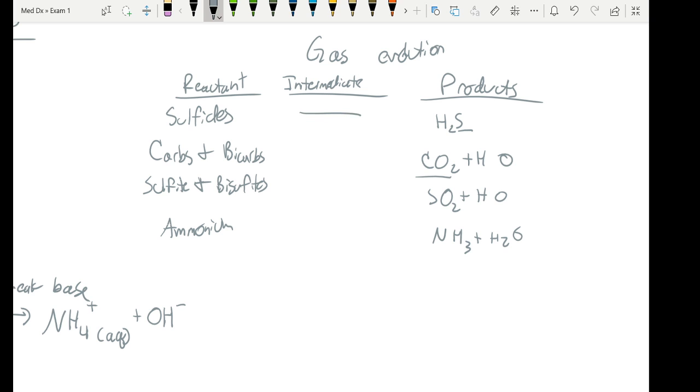There's not going to be an intermediate for the sulfides. The carbonates and the bicarbs, you're going to have H2CO3. For the sulfites and bisulfites, you're going to have H2SO3. And then ammonia, you're going to have NH4OH.